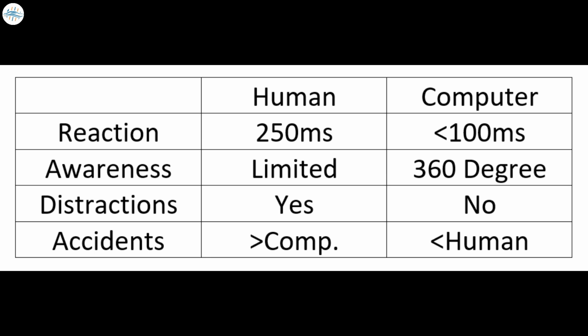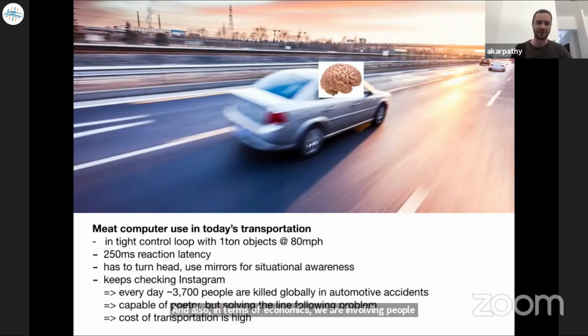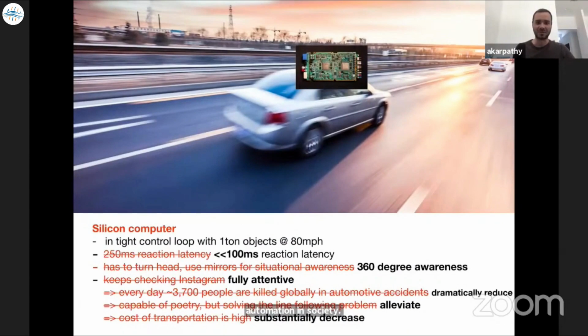He also mentioned that a human has to turn his head and use mirrors to have situational awareness, whereas a Tesla vehicle with cameras all around the car has 360-degree awareness. He also mentioned that humans are very prone to distractions, like checking their phone or checking Instagram, whereas computers are fully attentive. So although humans can drive remarkably well with the limited amount of data that they have, with vision and their own depth perception, they still get into a lot of accidents. Whereas a computer with camera-based vision should be able to avoid a lot of accidents and make us drive safer.